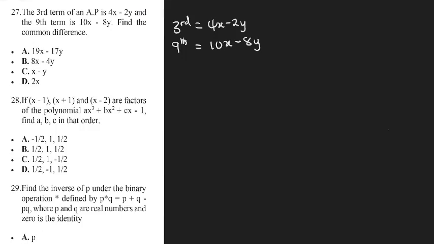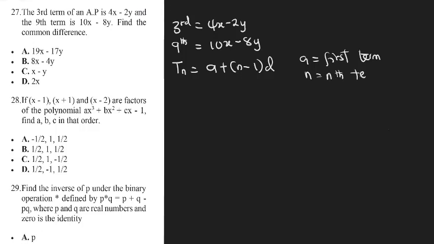Remember, the formula for calculating an AP is given by Tn is equal to a plus (n minus 1)d, where a is the first term, n is the nth term, while d is the common difference. So since the question said we should find the common difference, that means we're going to find this d, right?